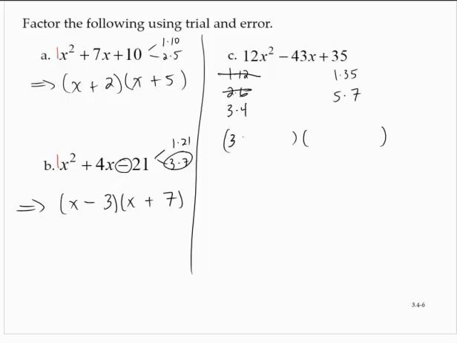Alright, so let's try the 3 and the 4. 3x and 4x. Let's put the 1 and the 35. That would give me a 4 and a 105. No good. Switch it up. So put the 35 here and the 1 here. That would give me a 3x and a 140. No good there either.